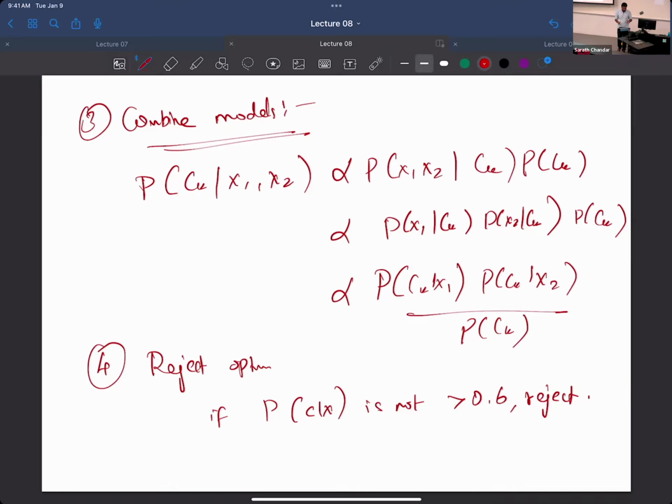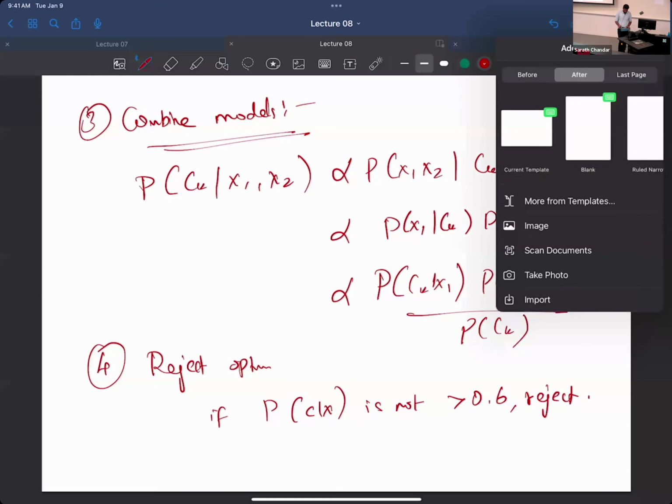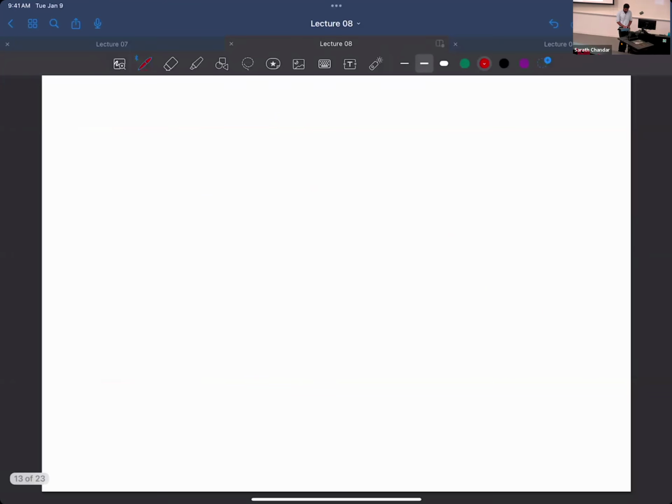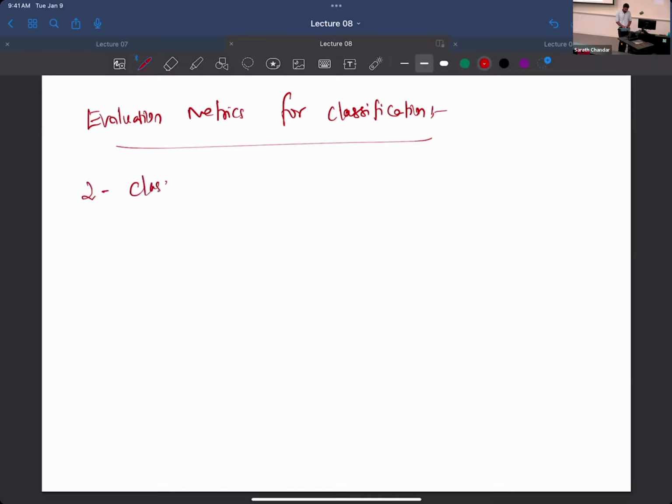Okay, so I think that concludes our discussion on different ways of doing classification. Now I want to talk about evaluation metrics for classification. I'll do all the discussions with just 2-class problems. You can generalize this discussion to k-class problems. So let's say I have a 2-class problem where the classes are positive and negative.